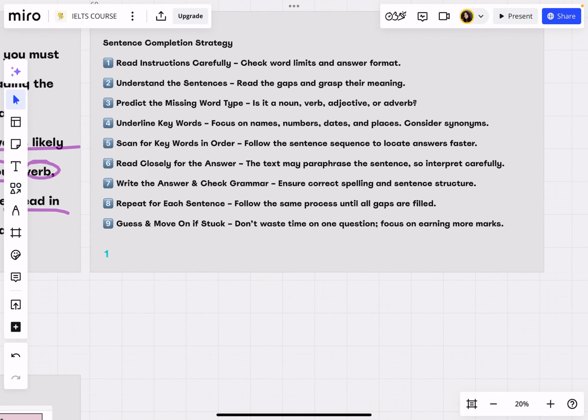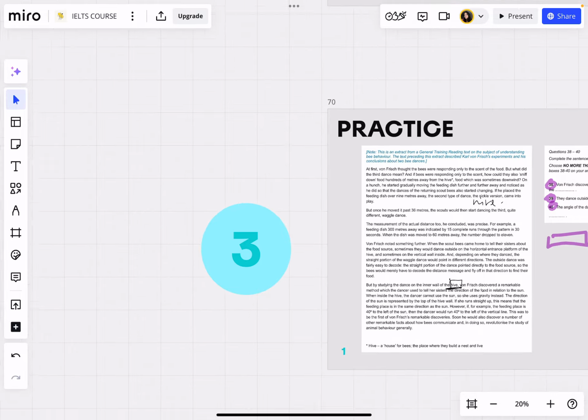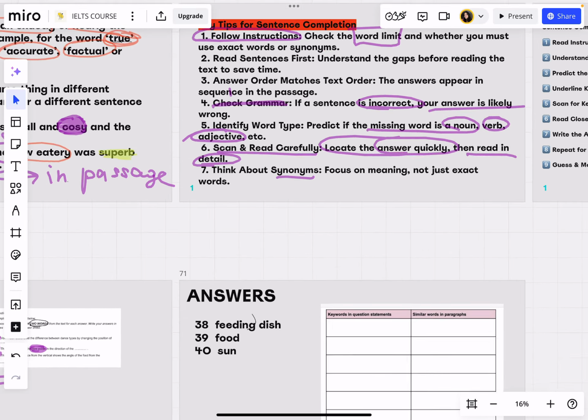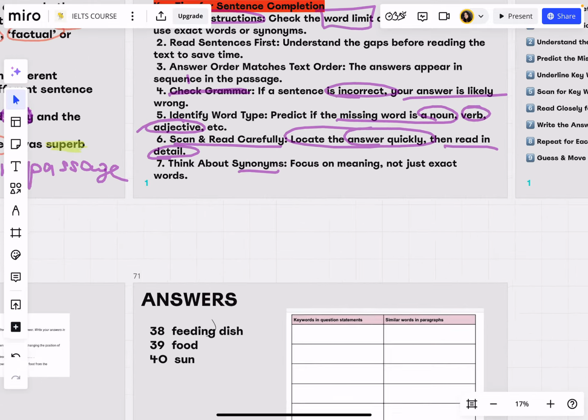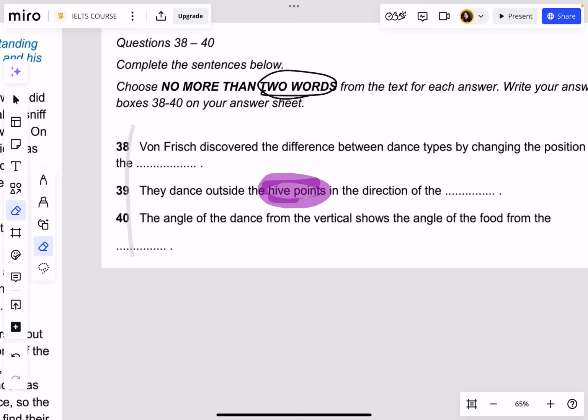Okay, this is the strategy. First of all, I'm going to read the instruction carefully. Let's read. No more than 2 words. Okay, no more than 2 words. I got it. Next one, understand the sentences. Okay, I'm going to understand the sentences. I'm going to also discuss with you.